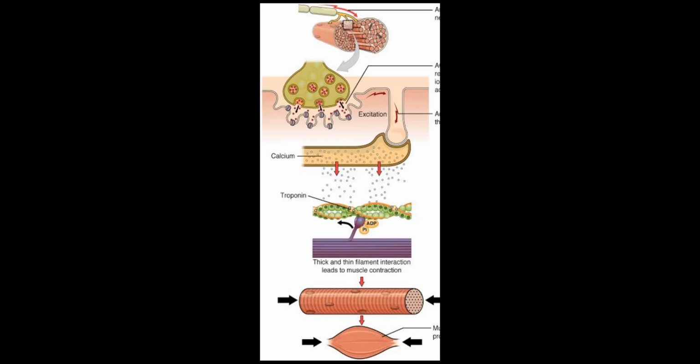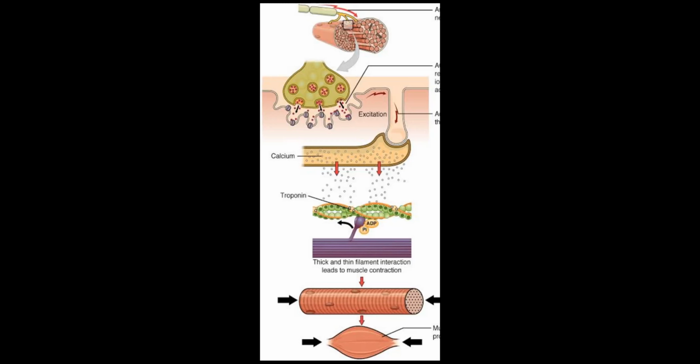CNS releases an impulse for contraction of muscle fiber, which is conducted via motor neuron, bringing that impulse to the synaptic knob, the axon end. The synaptic vesicles in turn will release acetylcholine, a neurotransmitter inside the synapse. This goes and binds to the receptors present on the sarcolemma. This binding of acetylcholine to the receptors on sarcolemma generates an excitation, or you may call it as an action potential.